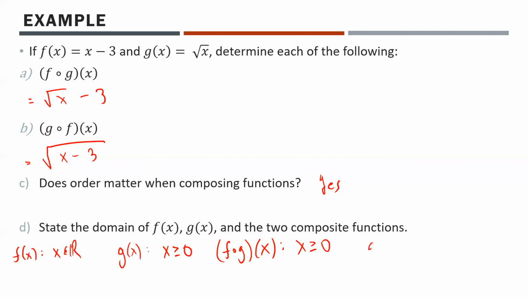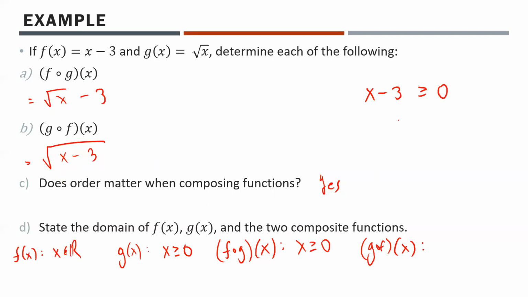But here's going to be the really weird one. G of f of x, this one's going to be a little bit different. Remember what I said just a minute ago? You can't take the square root of a negative number, so x minus 3 cannot be negative. If it helps, you might want to write it out like this. X minus 3 must be greater than or equal to 0.